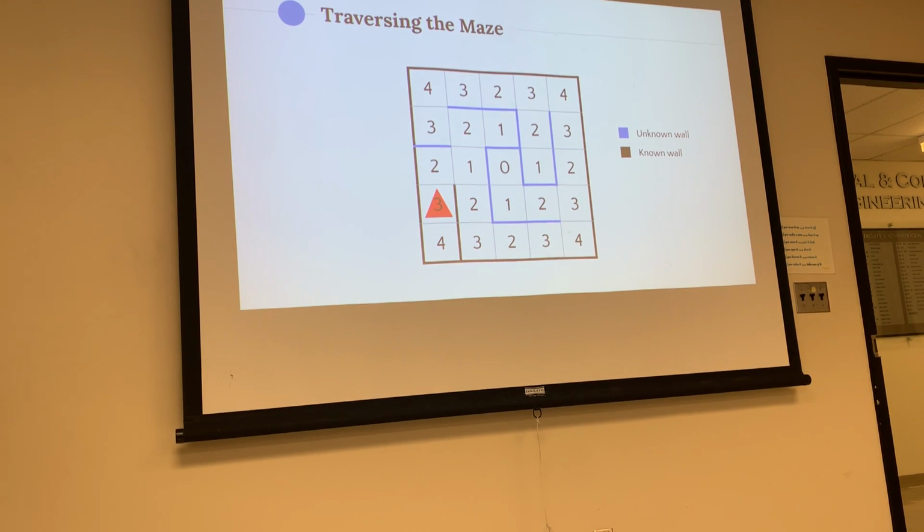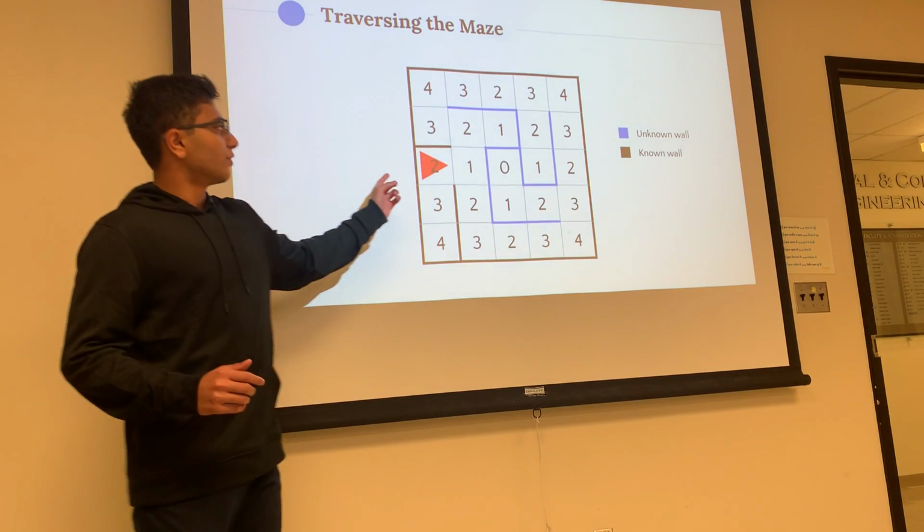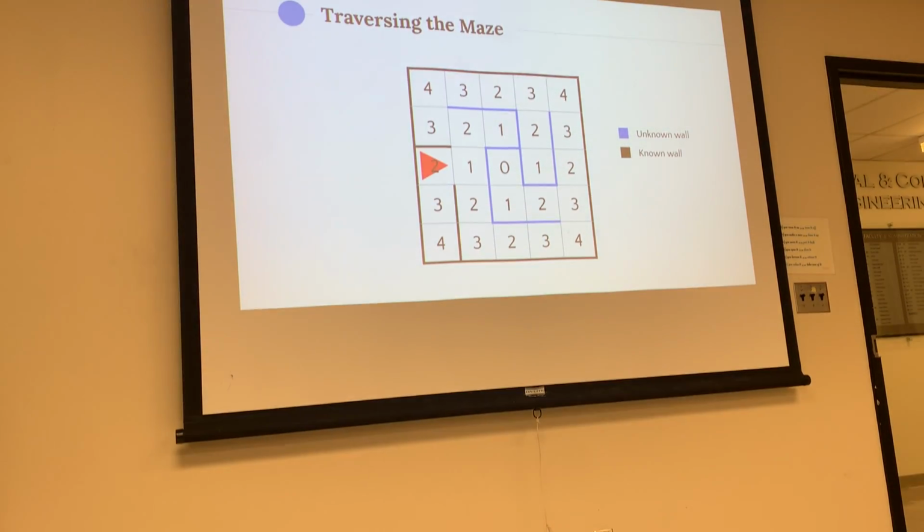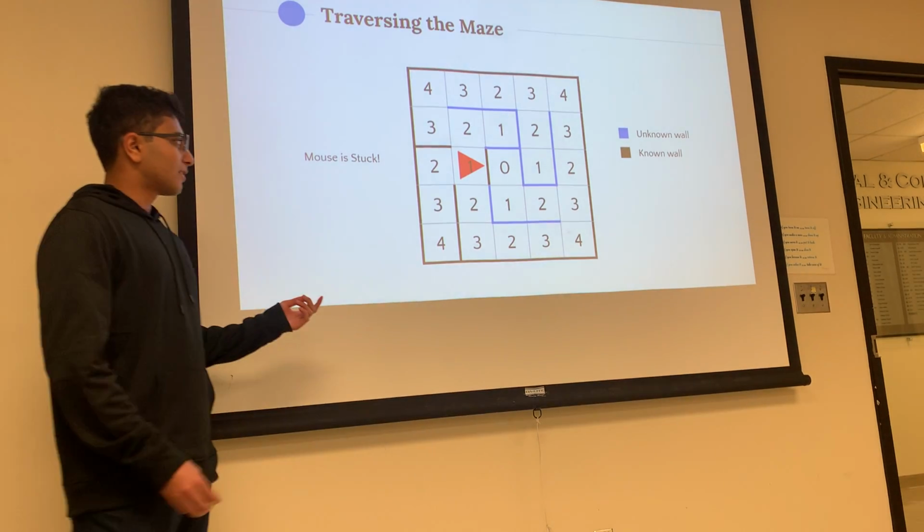Then it'll see the wall to its right again. Note down that wall as a known wall, and it'll keep going towards the lower numbers. So it'll still keep going forward to 2. And then it'll see the wall, but it doesn't really matter because even if the wall wasn't there, it would still try to go to the next smallest Manhattan distance, which in this case is to its right. And then eventually it'll reach this scenario where the mouse is stuck.